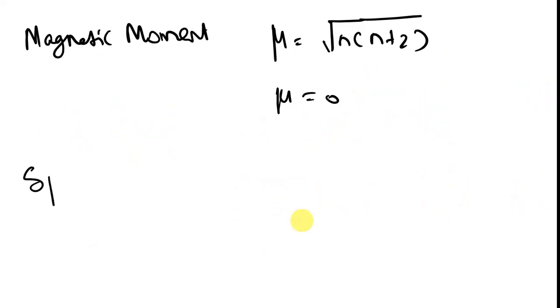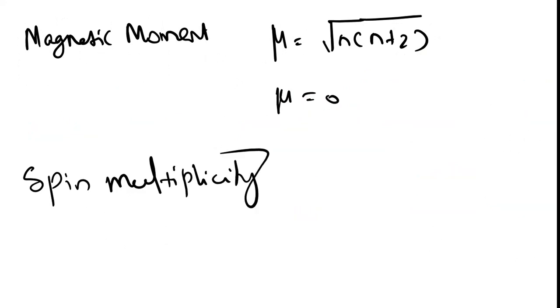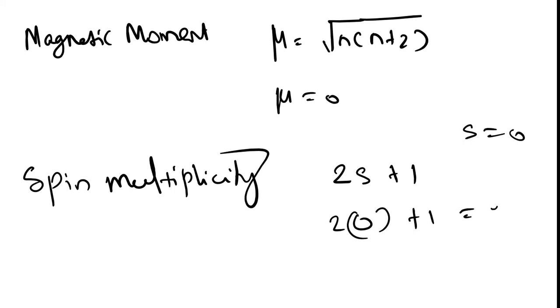Then spin multiplicity, that is 2S plus 1. Here there are no unpaired electrons, so S is equal to 0. So 2 into 0 plus 1 is equal to 1. So spin multiplicity is 1 here.